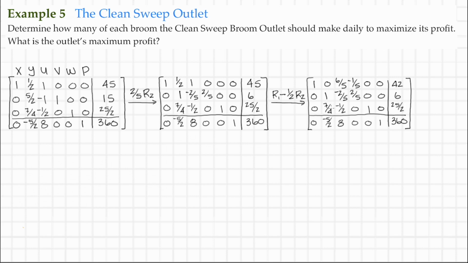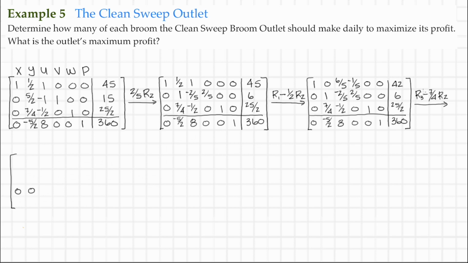And now we can continue with this one. So we will take row 3 minus 7/4 of row 2. And we continue. 0 times 7/4 is 0, and of course we have 0. 1 times 7/4 is 7/4. 7/4 minus 7/4, 0. That's the whole idea.